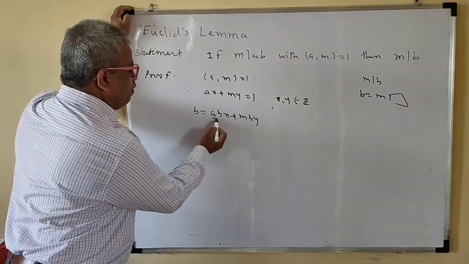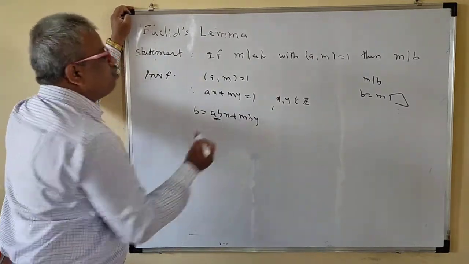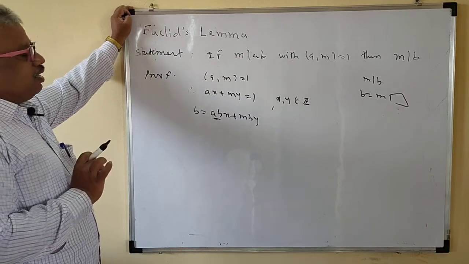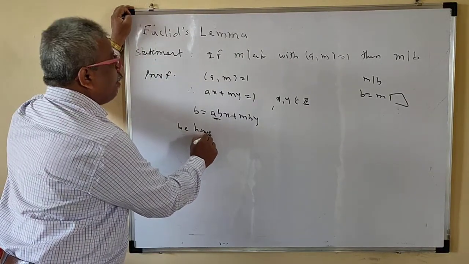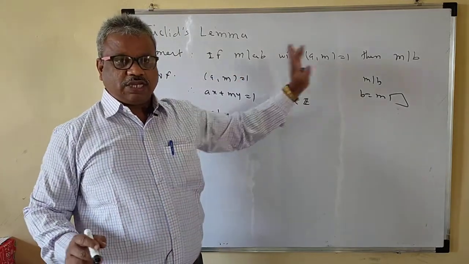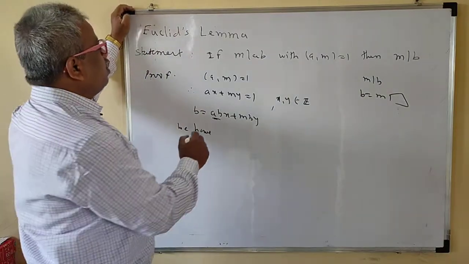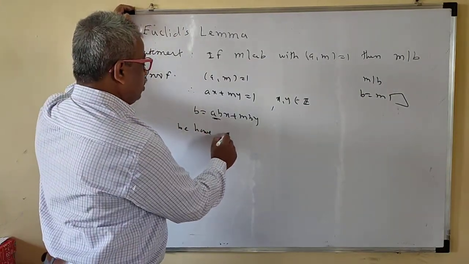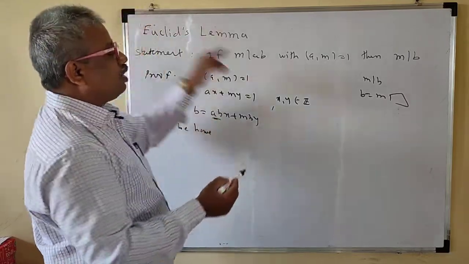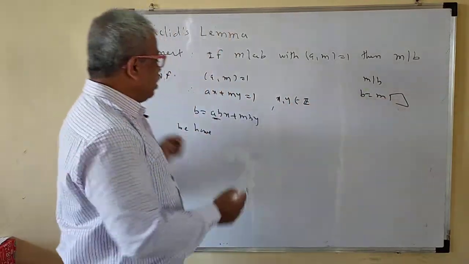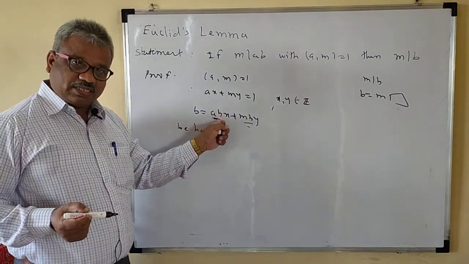Now here AB is in the first term, but AB is not in the second term. We want to form AB here. So far we have applied only the GCD of A and M. It is also given that M divides AB, and that we will apply here. You want B equal to M times something, so you want M in this term now.